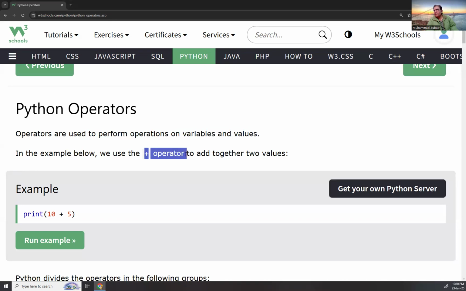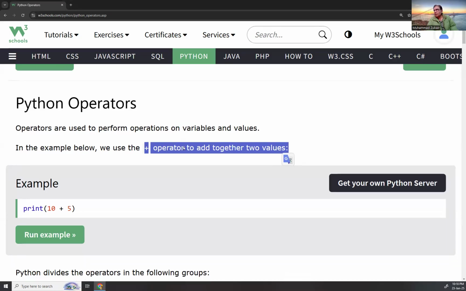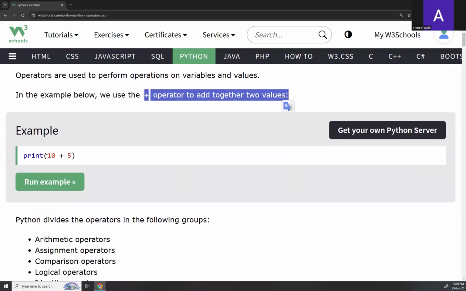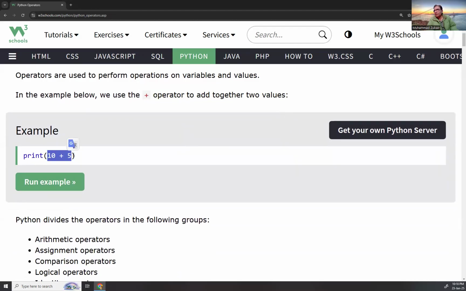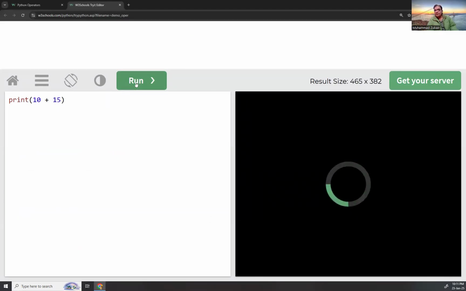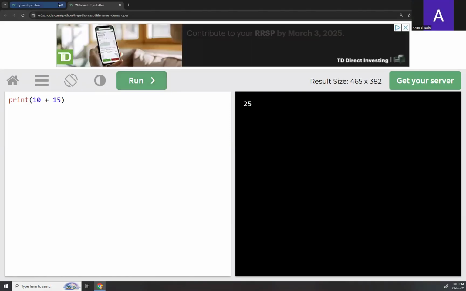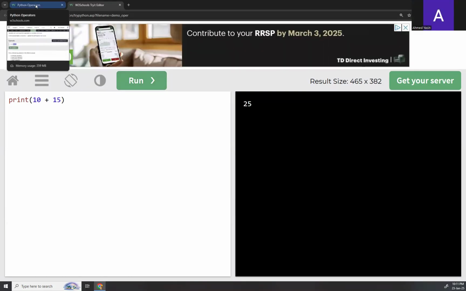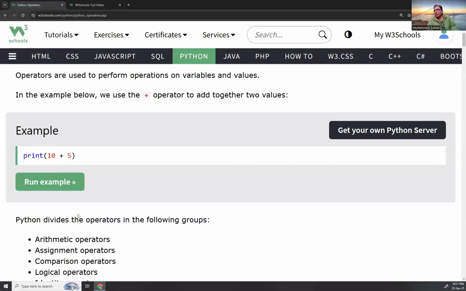This is the mathematical operator to add together two values. For example, if we write 10 plus 5, it will return 15. So here you can see that it is 15. And if we change the values, it automatically changes the result. It's always correct.